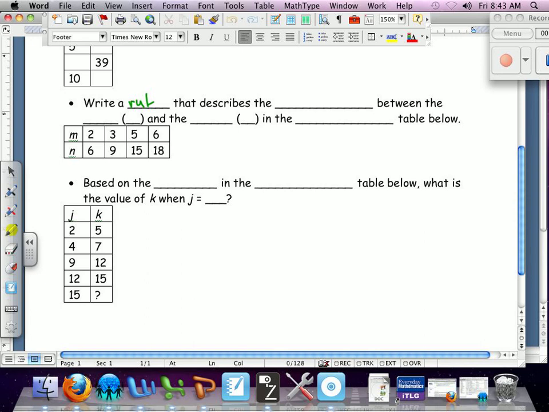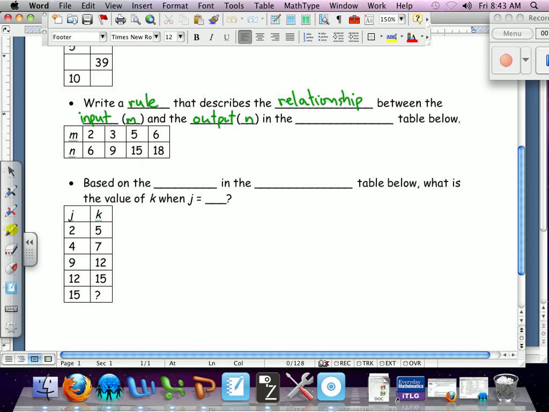Write an algebraic equation, or it could be in words. Sometimes they'll specify. Write a rule that describes the relationship. Sometimes they call it a relationship. The relationship between the input, in the function table below, that's the M, and the output, in that function table below, that's the N.